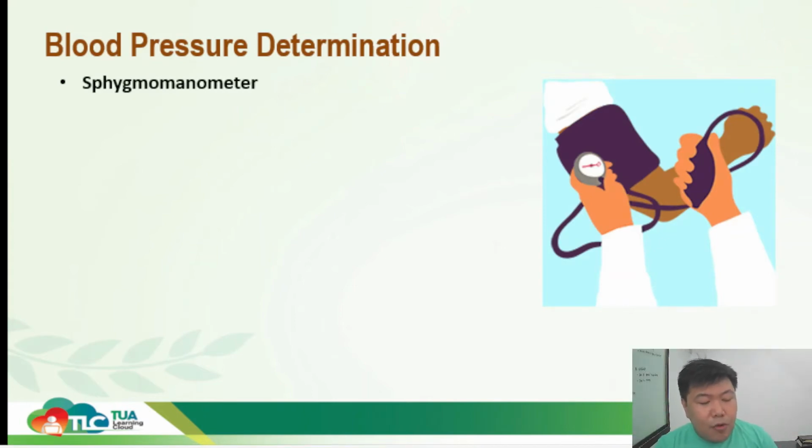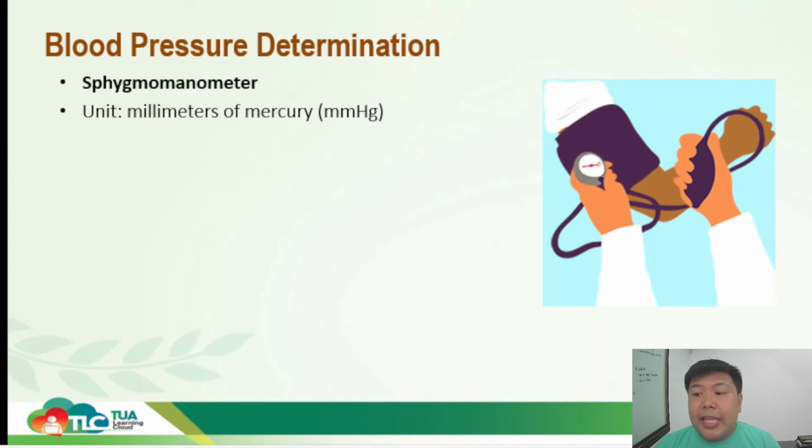A sphygmomanometer used to be a big apparatus attached to a liquid mercury manometer. But now we don't use the liquid mercury anymore. It's not allowed anymore by the FDA. But the unit remains millimeters of mercury, or mmHg. Hg because the chemical symbol of mercury is Hg, for hydrargyrum, right?